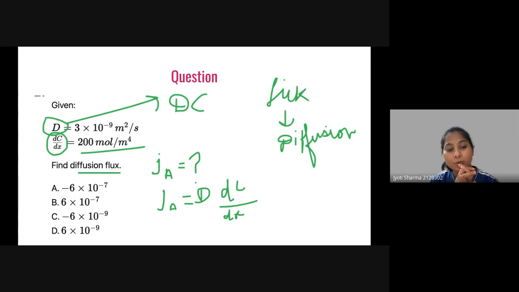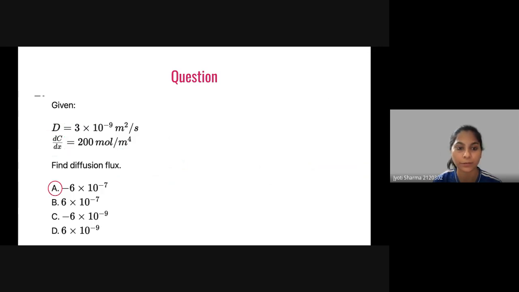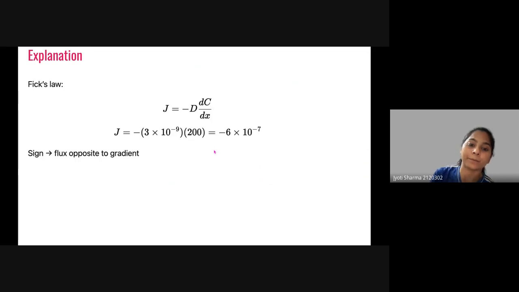So if we multiply 200 by 3, this will give us 600, and then multiply by 10 raised to power minus 9. Let me show you the solution. Yeah, so very simple. You just have to multiply, and that's how you will get the answer. Instead of 600 times 10 raised to power minus 9, we reduce it to 10 raised to power minus 7, because we are removing two zeros from 600.